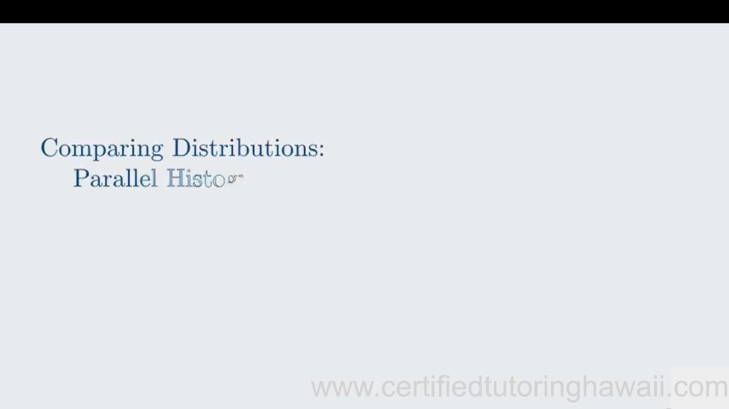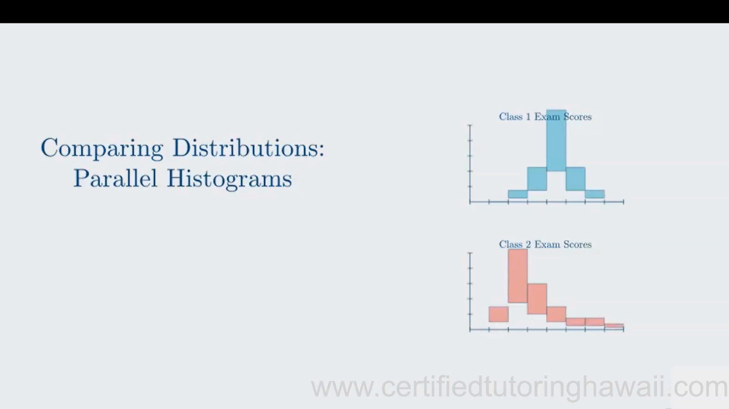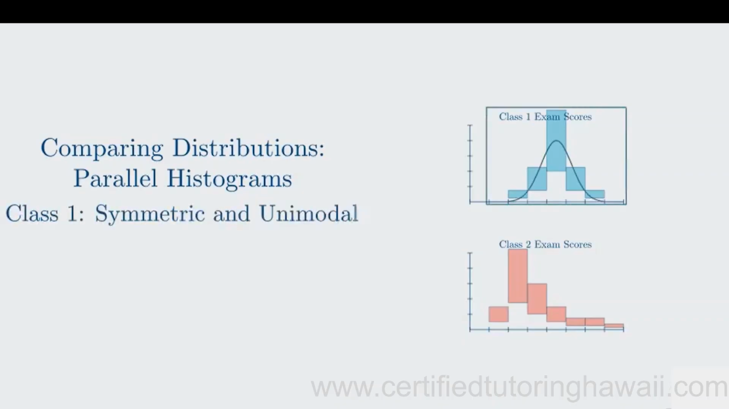Another powerful way to compare data is by using back-to-back stem plots, or parallel histograms. Let's look at how histograms can reveal differences in shape and center. Take a look at these two classes. Even before we calculate a single number, the visual difference is striking. Class 1's distribution of exam scores is roughly symmetric and unimodal, resembling a normal curve.